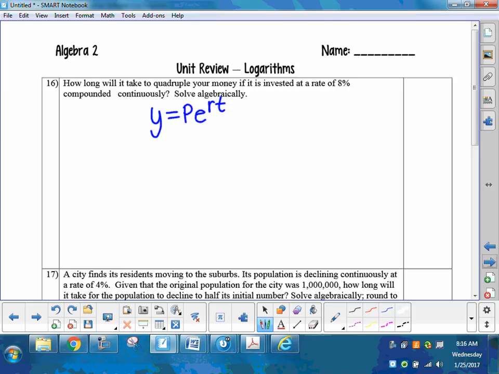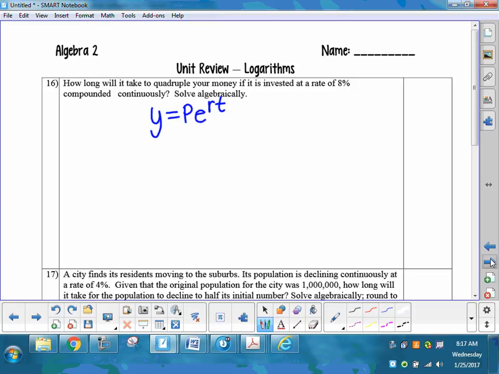Someone was like, well, I don't know, what if I have $75? Why are you making life hard on yourself? If you want to quadruple your money and you're trying to make it simple, what's a good money amount you want to start with? Someone said $1. If you want to quadruple your $1, how much dollars are you going to have at the end?